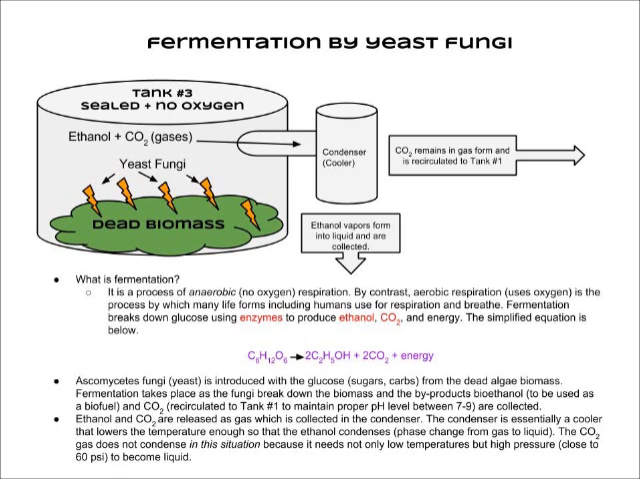And then the ethanol and CO2 are released as gas in this process, which is collected in a condenser here. Now this condenser cools these gases down, so the ethanol vapors turn into liquids, and we can collect that as a fuel. But the CO2 remains in gas form because it takes not only cooler temperatures but also a high pressure, close to 60 pounds per square inch, to become liquid. So it remains as a gas, and that's how it's recirculated to tank 1, while the ethanol is in liquid form and collected.